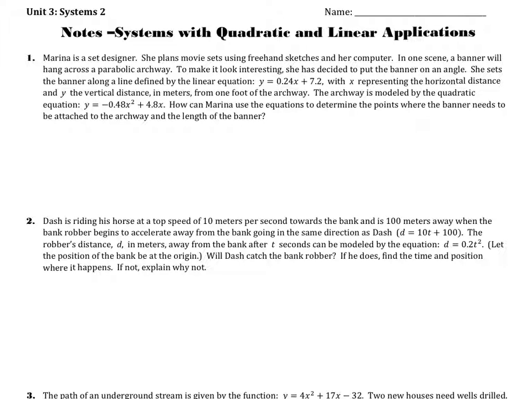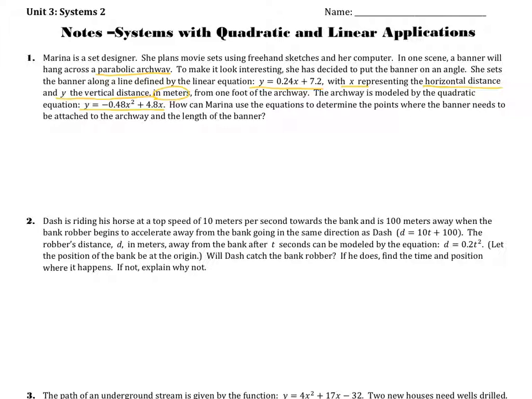So for this example, it says Marina is a set designer. She plans movie sets using freehand sketches in her computer. In one scene, a banner will hang across a parabolic archway. To make it look interesting, she's decided to put the banner on an angle. She sets the banner along a line defined by the equation y equals 0.24x plus 7.2, where x represents the horizontal distance and y represents the vertical distance in meters. The archway is represented by this quadratic equation. Can Marina use the equations to determine the points where the banner needs to be attached?